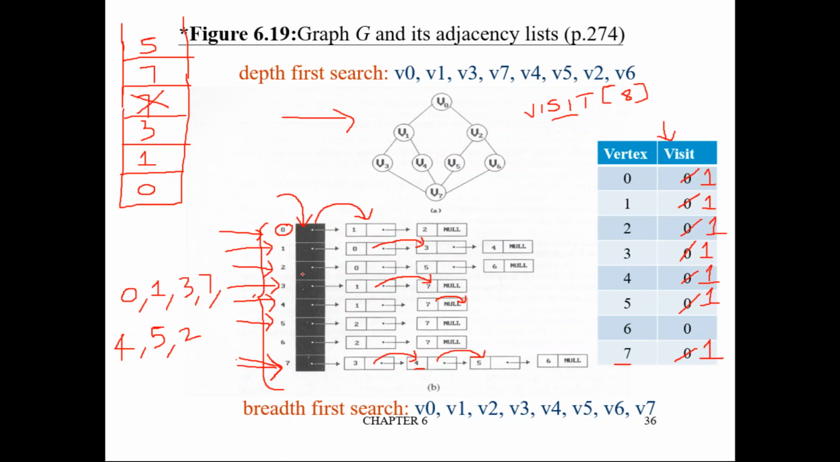From 2, you see what is there? 0. Is it visited? Yes, visited. Then go next. Then 5. Is it visited? Yes, visited. Go next. What is that? 6. Is it visited? No, it's not visited. So visit it: display 6 and make this as 1. This is the first time we are visiting 6.